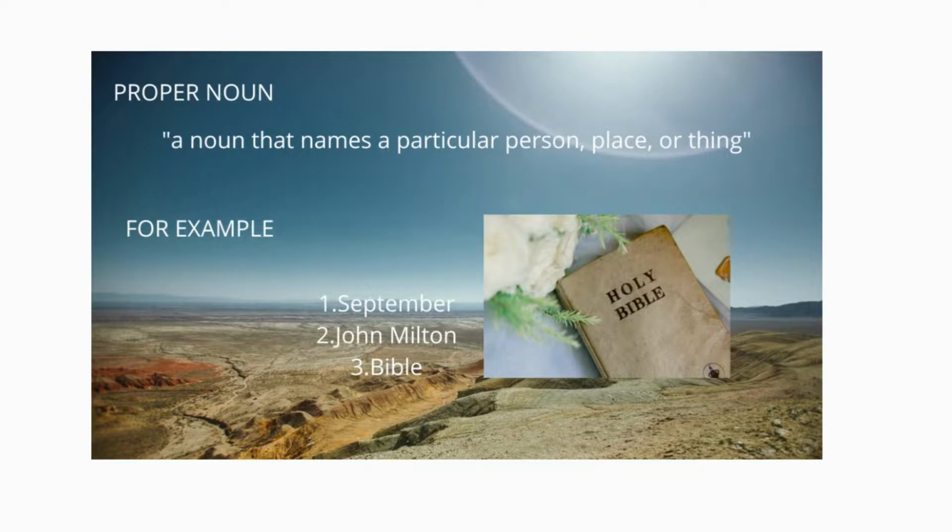The second is the proper noun. What is proper noun? A noun that names a particular person, place, or a thing. The main key word in its definition is the particular.